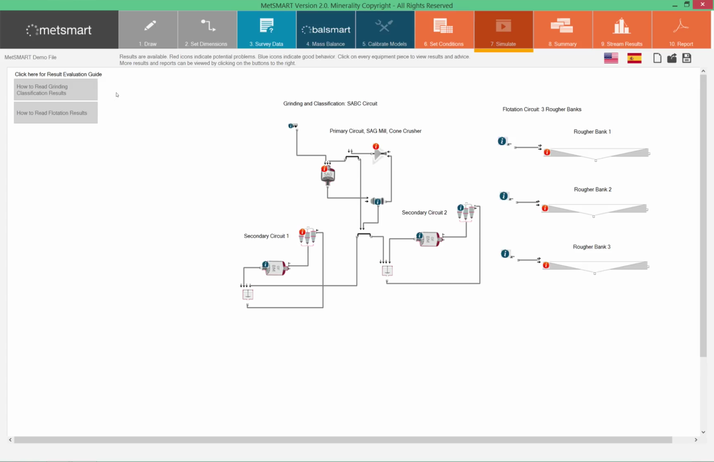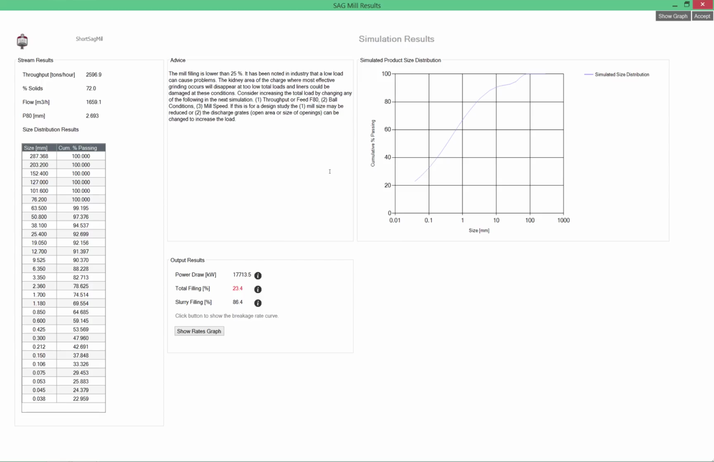So again, if we want to understand how to read the results, we can click on the How to Read Grinding and Classification Results button over in the left-hand top corner. So here we can see that we are having various problems around the grinding and classification circuit. We can check the SAG mill, and here we can see that the red number is the total filling number. Luckily, this problem is not such a big problem, but the mill filling is a bit low, as we would expect if the throughput drops.